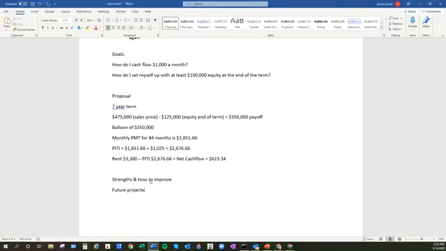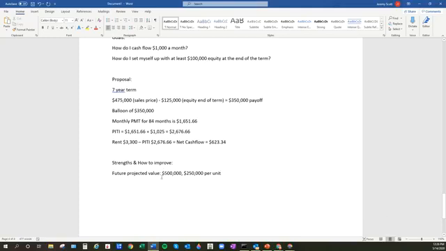Future projected value. We'll just say $500,000, which is low. $250,000 per unit, which is very realistic. Because right now, that's not attainable. But honestly, I think if they were Chip and Joanna-ing it out, they'd have a shot. Okay, so after 7 years, I'll owe $350,000.